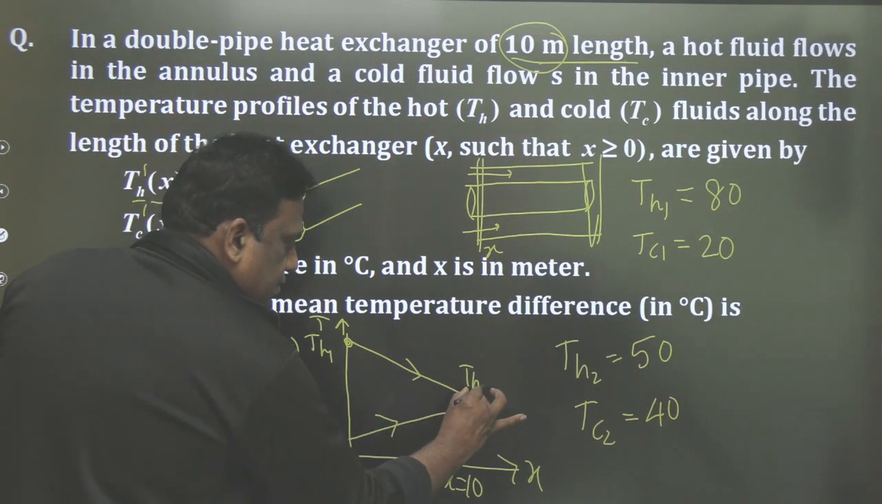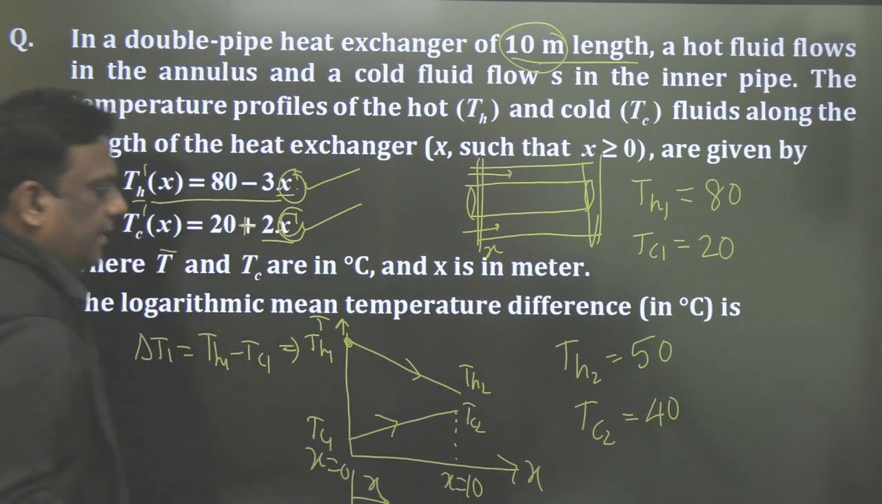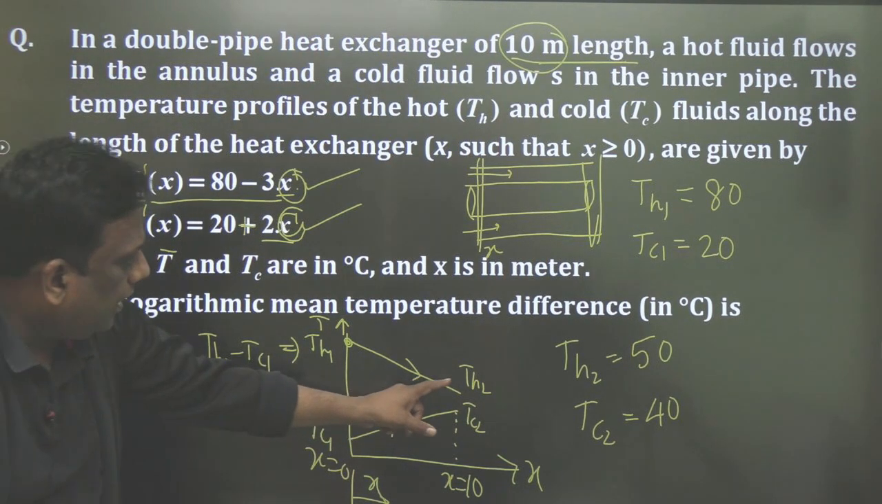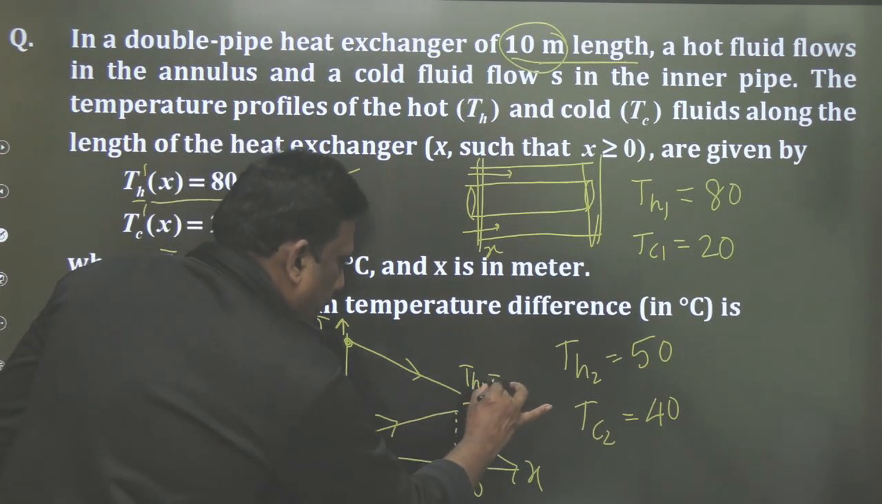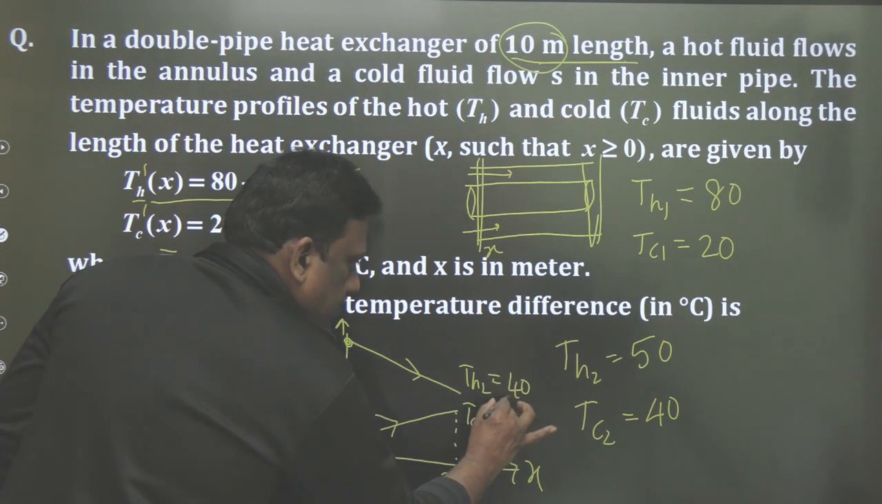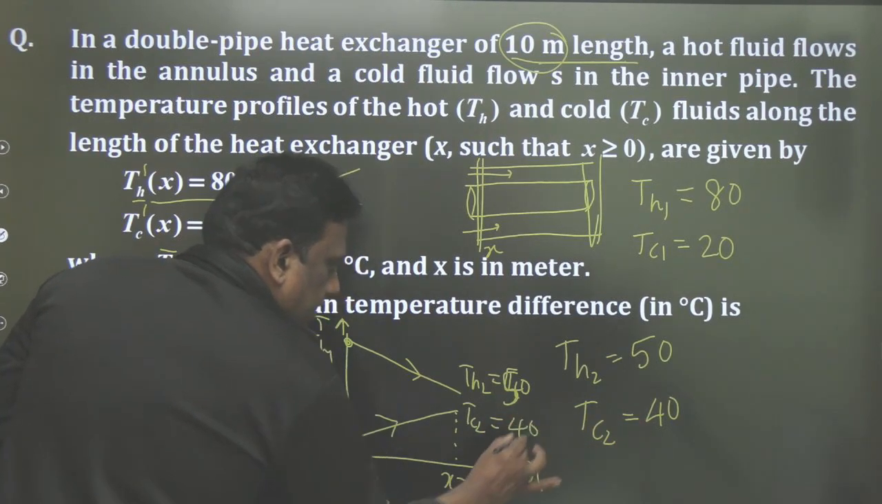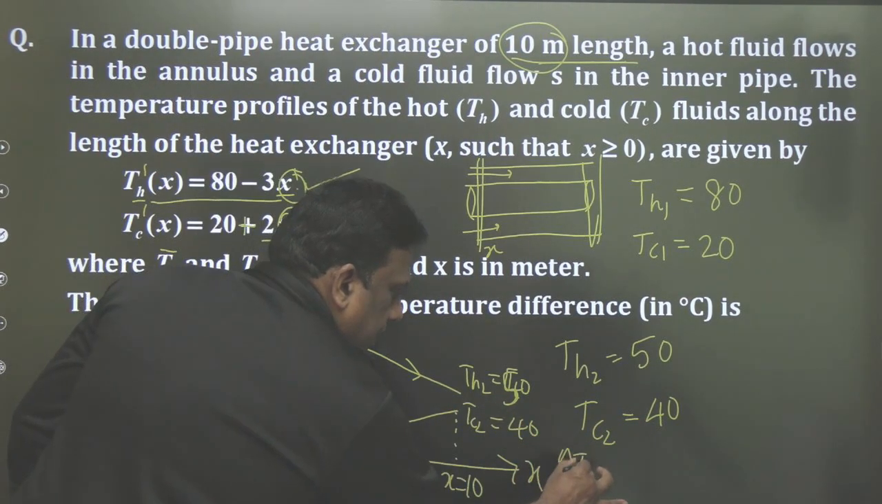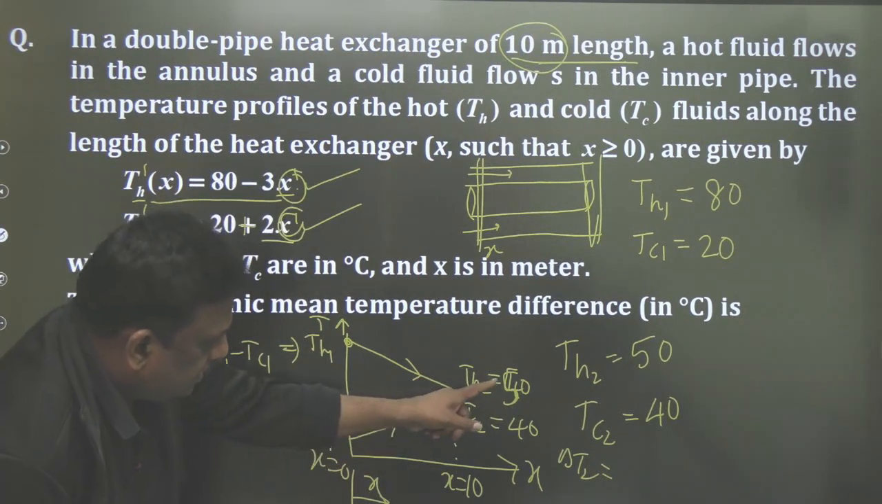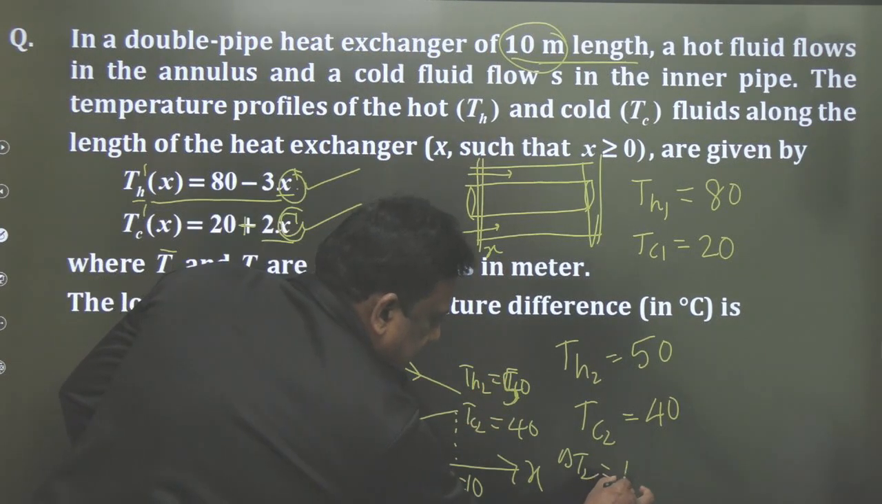And this is TH2, and this is TC2. Please observe clearly. So already we know TH2 is 50 and TC2 is 40. So what is delta T2? Delta T2 is TH2 minus TC2, 50 minus 40, that is 10.